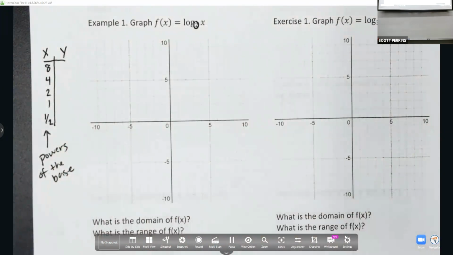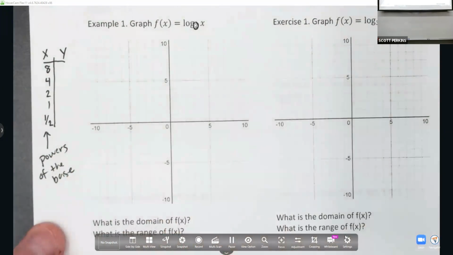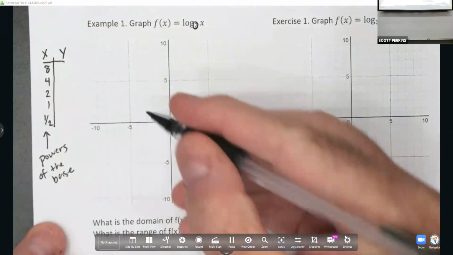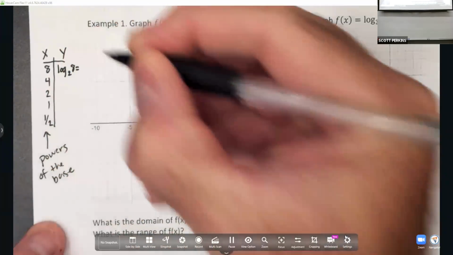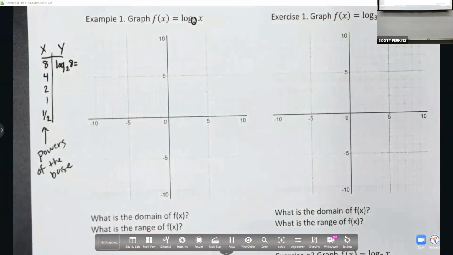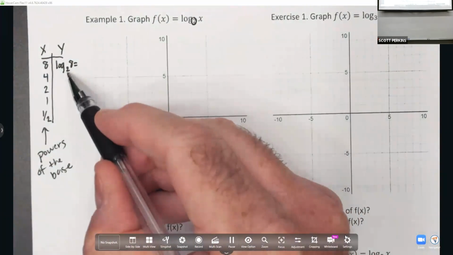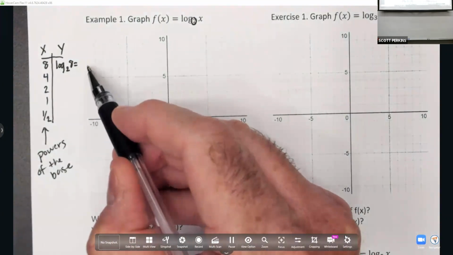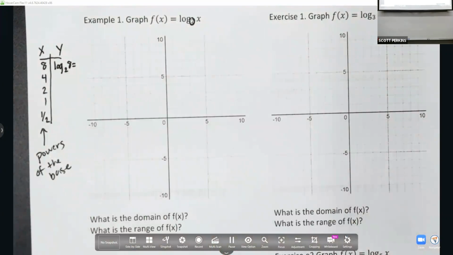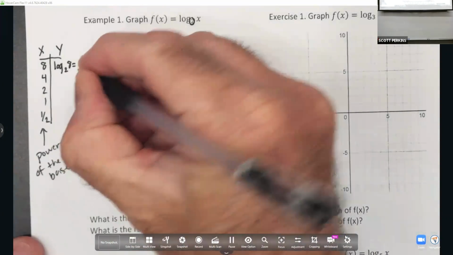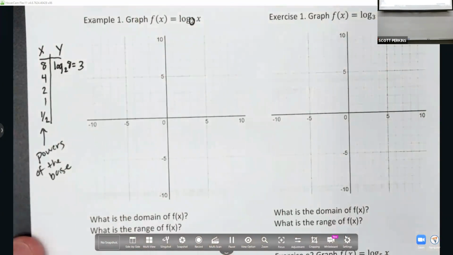I don't think I have enough room here, so for the first couple, I'm going to write this out. When I put an 8 in here, I have the log base 2 of 8. Now remember, the logarithm is a power. What this is saying is, 2 to what power is 8? And you would answer 3. 2 to the third power is 8. So the trick to using logarithms is to remember they are a power. You've got to think in terms of the exponent.